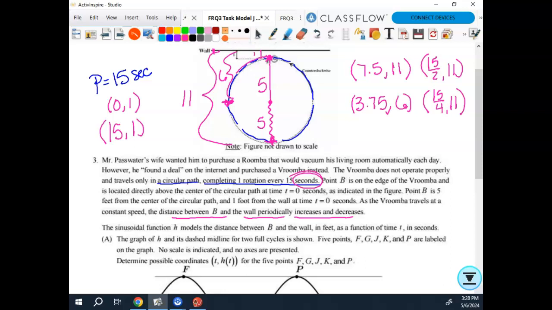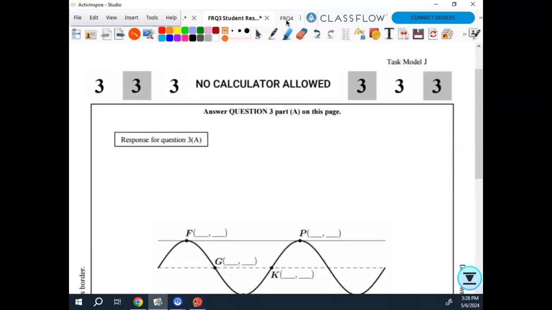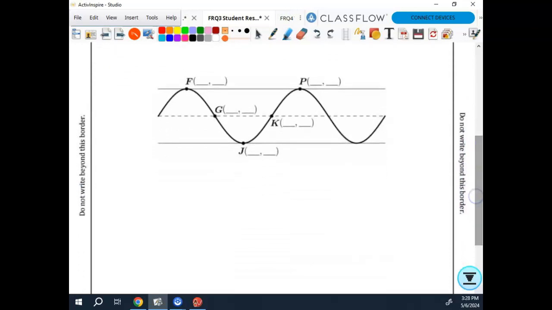All right, so the sinusoidal function h models the distance between B and the wall in feet. All right, so we are going to plot these points. Okay? I'm going to do my y-axis first. Remember, there's a y-axis here. We can't draw it in because I don't know where 0 is on my x-axis. But for pretend's sake, say it was right here. And I'm going to erase this. My numbers on my y-axis go from least to greatest. Okay? So whatever number I put here has to be the smallest of my 3 y values.